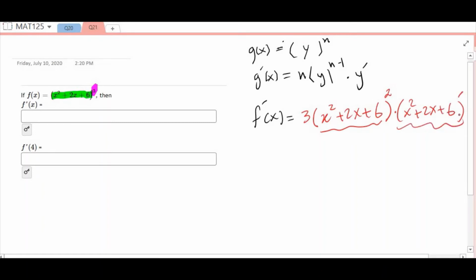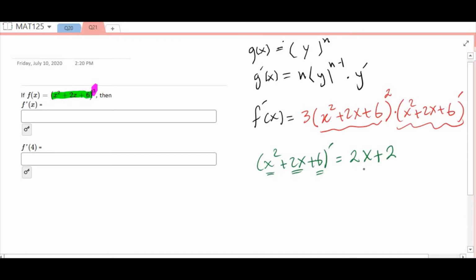Now we want to find this part. We know that the derivative of x squared plus 2x plus 6 is equal to the derivative of the first term, the derivative of the second term, the derivative of the third term. So that will be equal to 2x plus 2 plus 0.